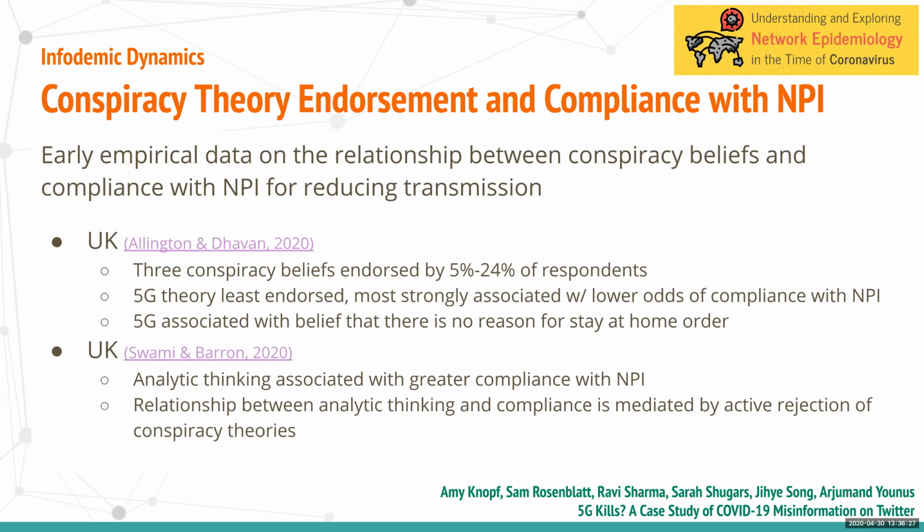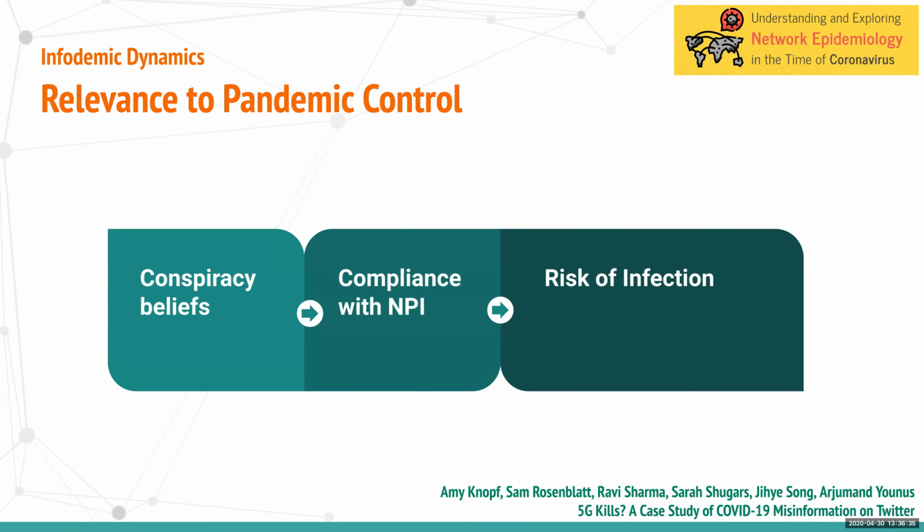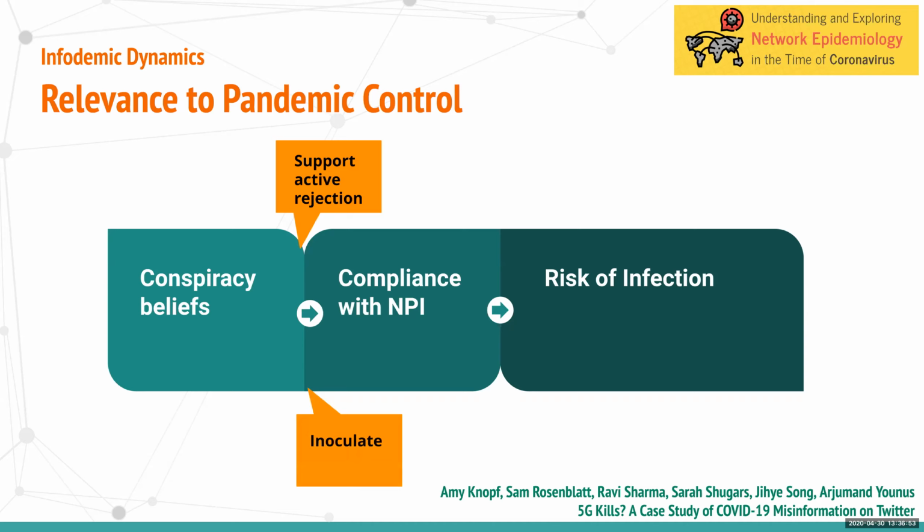And next, I'll discuss the relationship between conspiracy theory endorsement and public health behaviors, including infection risk. Given that we know these variables are linked, Swami and Barron suggest taking action to support active rejection of conspiracy beliefs. Prior agent-based models explore the concept of inoculation against misinformation and disinformation campaigns, and that inoculating even a small percentage of the population by prohibiting them from spreading misinformation may be sufficient to mitigate pandemics.